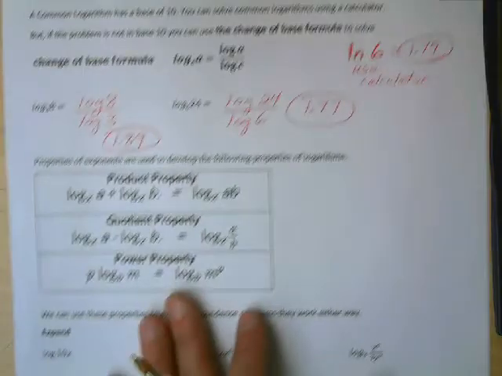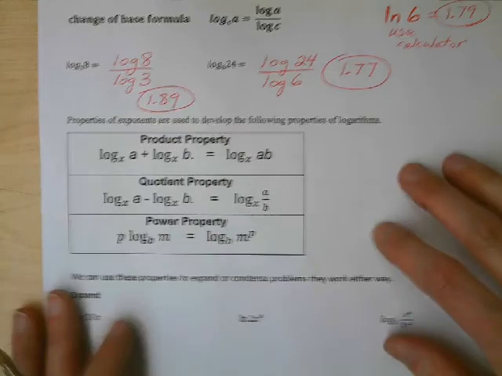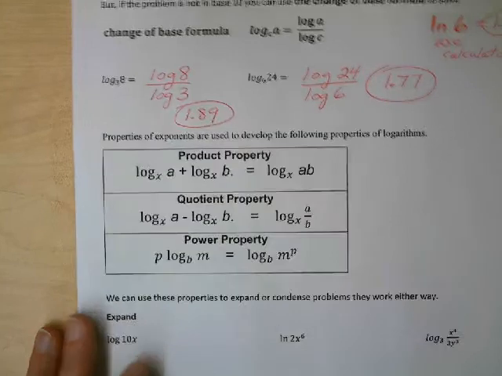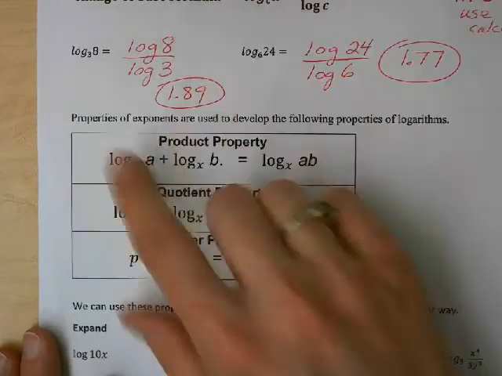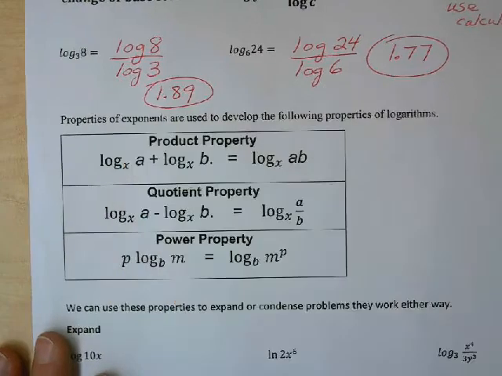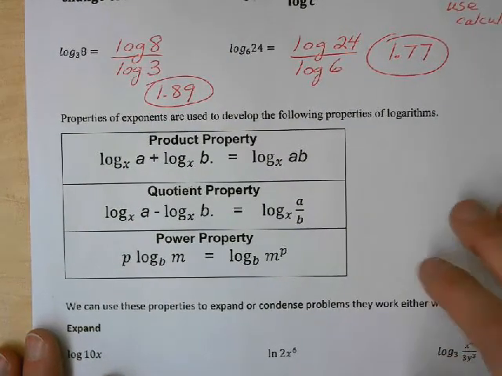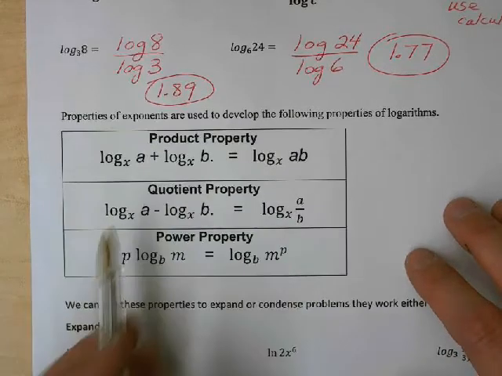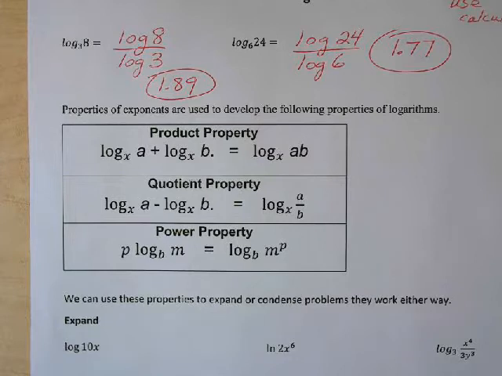All right, now let's move on to properties. So properties of exponents we've seen before, product properties, quotient properties, and the properties of exponents were used to develop these properties of logarithms. The first one is called the product property, and it says log base x of a plus log base x of b.